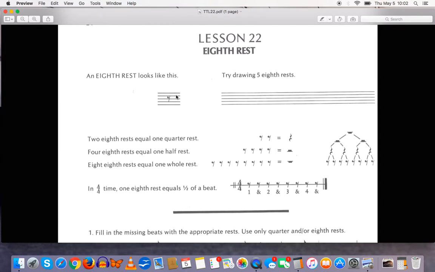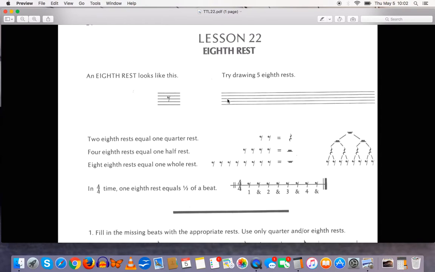You remember that an eighth note has one flag extending from the stem. With an eighth note rest, we have one of these little curly things extending from the stem. As you get further into rests, you'll see sixteenths, which will have two curls, 32nds will have three curls, and so on and so forth. Once again, it's fractions.